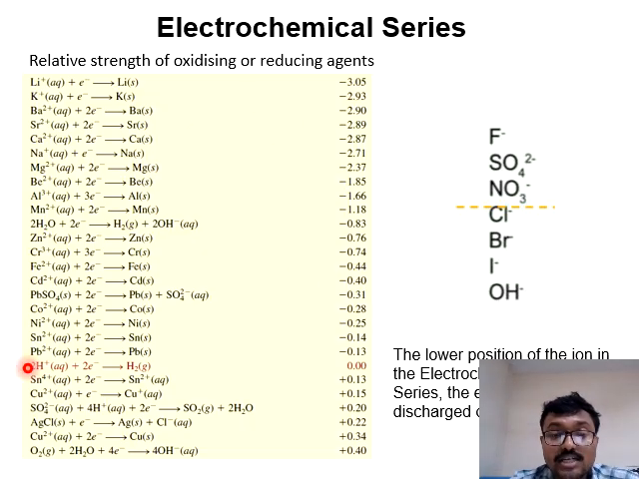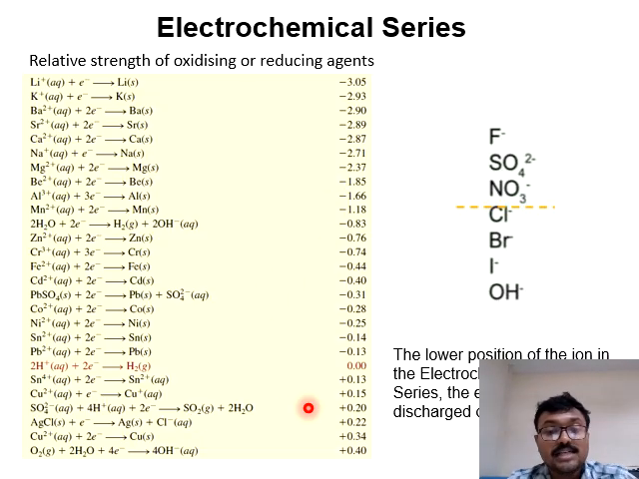So the standard reduction potential of the standard hydrogen electrode is this one, 0. Now, if we measure the standard reduction potential of other reactions, we can get some values. The values can be positive or negative. So based on these values of potential, we can make a series. This series is called the electrochemical series.